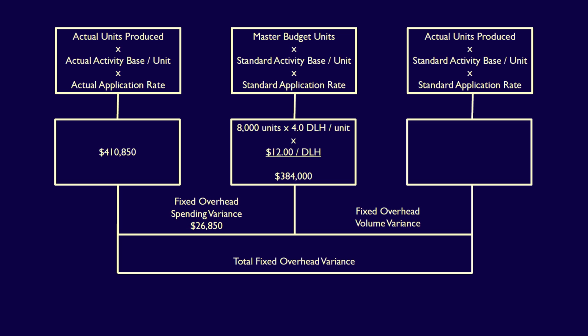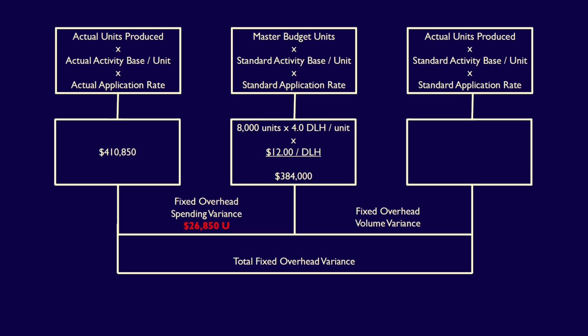The difference between $410,850 and $384,000 is $26,850. Now, is this variance favorable, meaning it's good for the company, or unfavorable, bad for the company? We can clearly see that the company actually spent $410,850, but according to the master budget, they should have only spent $384,000. This means the company spent more than they should have based on the standards, and the variance is therefore unfavorable, denoted with a U. The company didn't do a good job controlling their fixed overhead costs during the period.